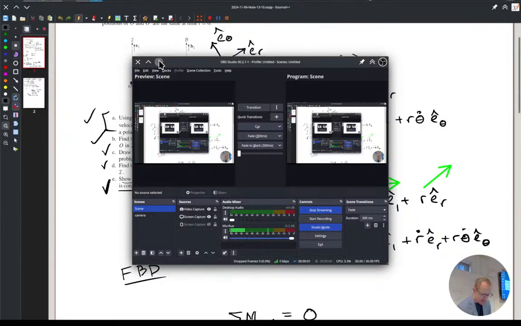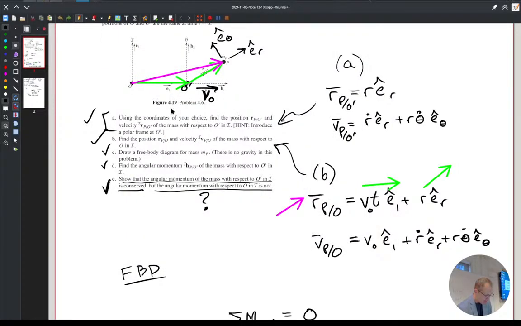Start streaming. Smaller group today. Oh, it would help if we're connected, right?